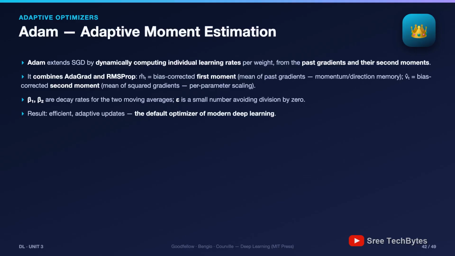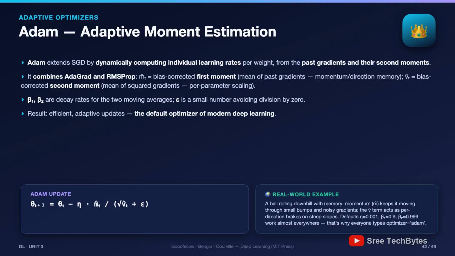Officially, Adam combines Adagrad and RMSProp. The picture: a ball rolling downhill with memory. Momentum carries it through small bumps and noise, while per-direction brakes tame the steep slopes. And the practical magic that made Adam ubiquitous: the default settings, learning rate 0.001, betas 0.9 and 0.999, work almost everywhere. That's why every tutorial simply types optimizer equals Adam.